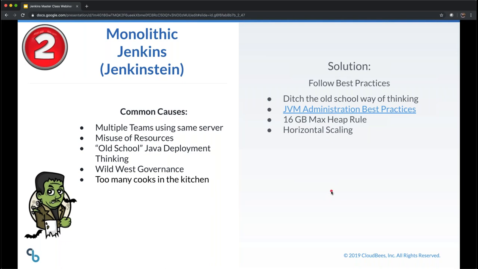So the solution to this is really to just ditch the old school way of thinking. We've actually got some great documentation out there on best practices around JVM administration. Following that 16 gigabyte max heap rule is a good demarcation point to know when it's time to horizontally scale and avoid building these monolithic masters.